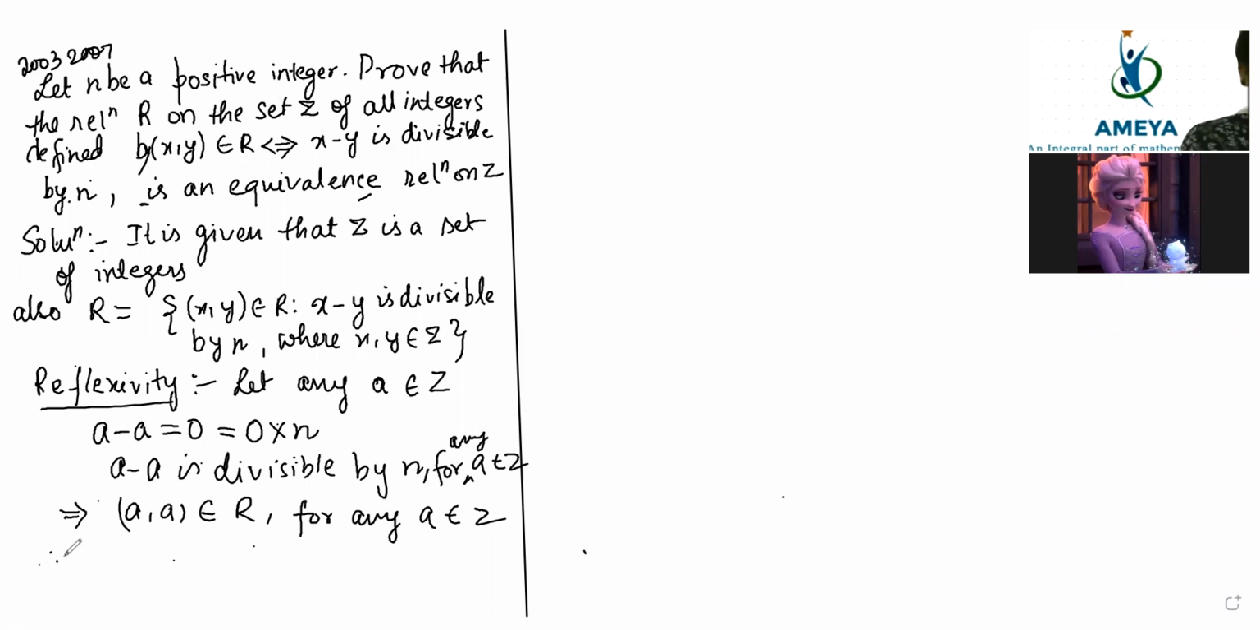Therefore, R is reflexive on Z. Understood, beta?